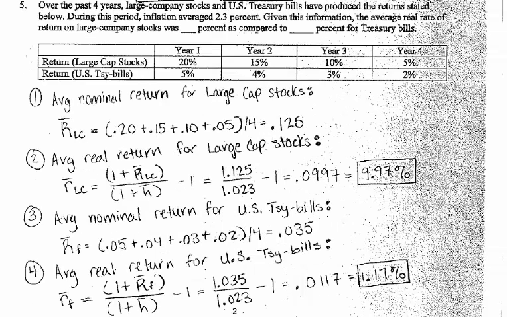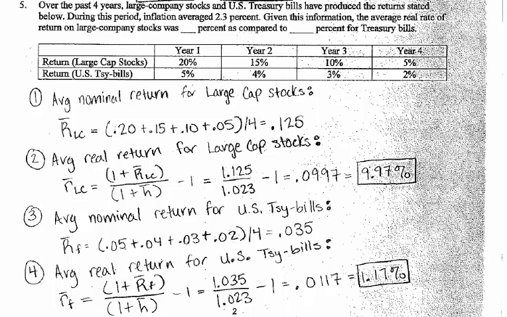Now, over the past 4 years, large company stocks and U.S. Treasury bills have produced the returns stated below. During this period, inflation averaged 2.3%. Given this information, the average real rate of return on large company stocks was blank percent as compared to blank percent for Treasury bills. So in problem number 5, this goes back to the previous exam as well, because we're going to end up using the Fisher equation. If you remember the Fisher equation, then this should be no problem.